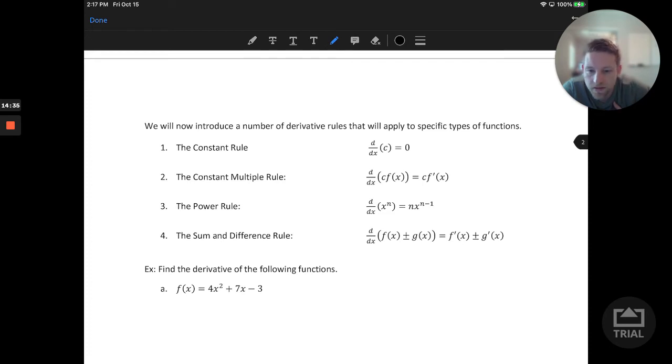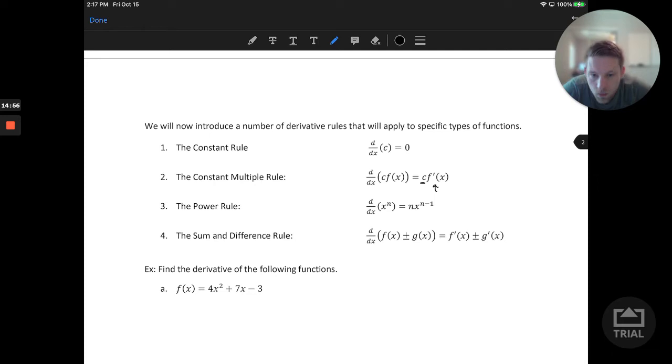The constant multiplier rule: if we have a function or a power term multiplied by some constant value, that constant multiple stays in the derivative, and we take the derivative of the function of x that it's attached to.